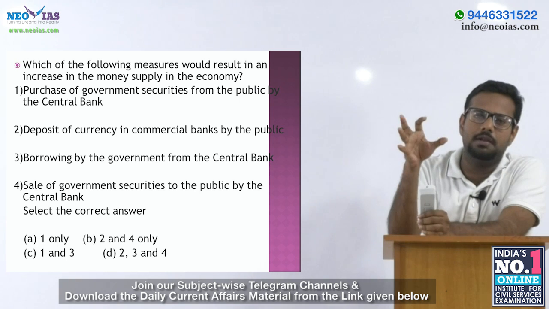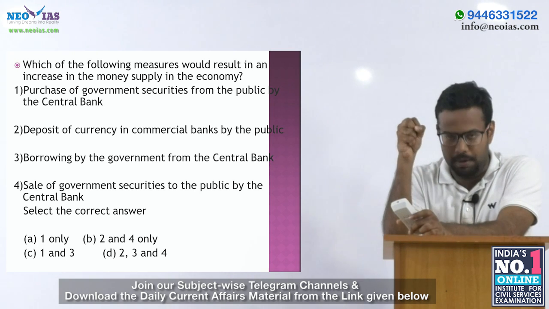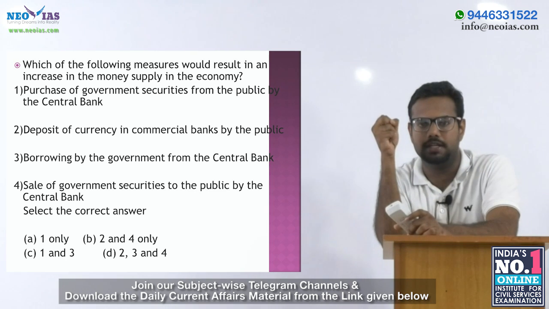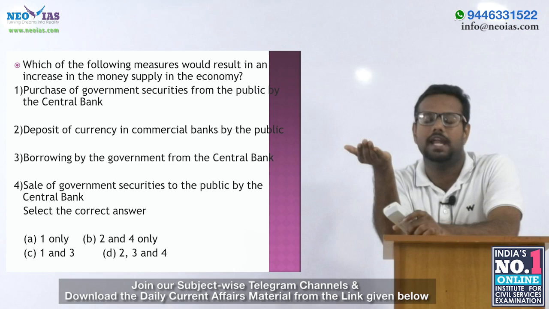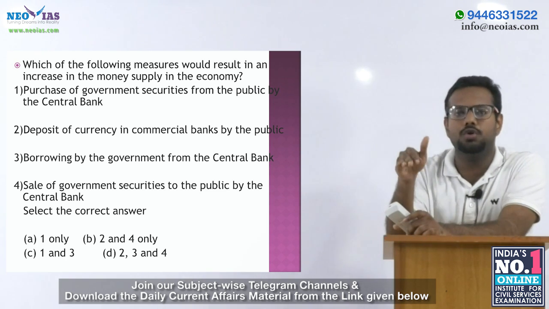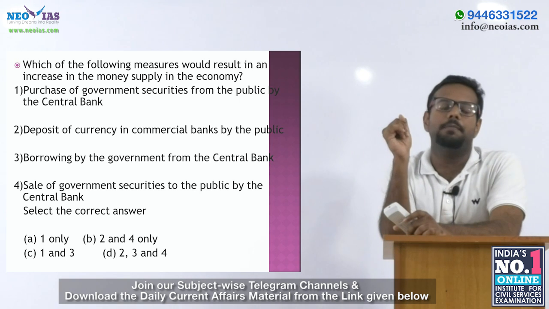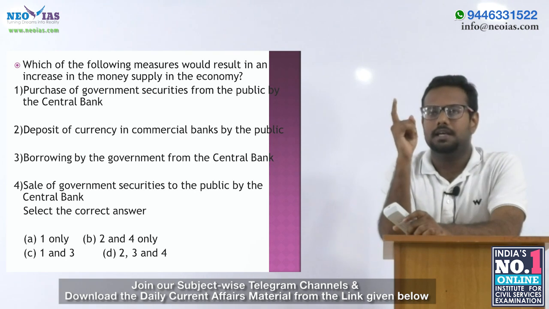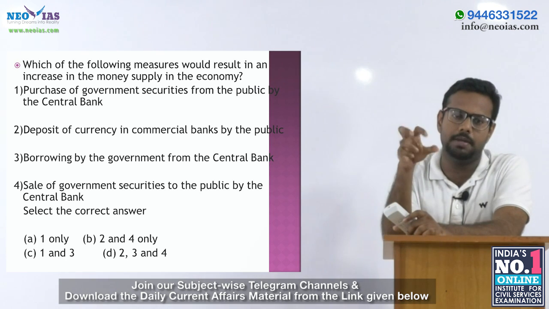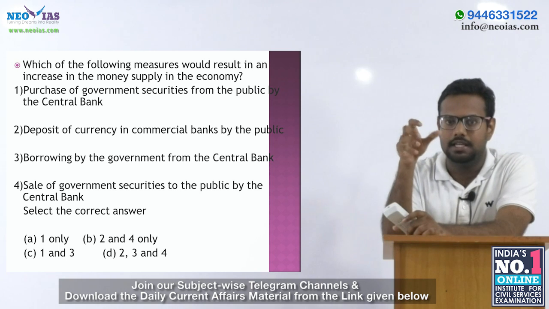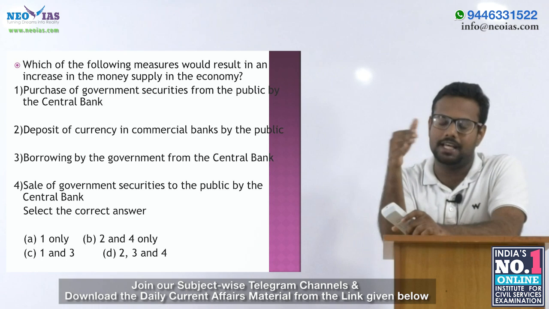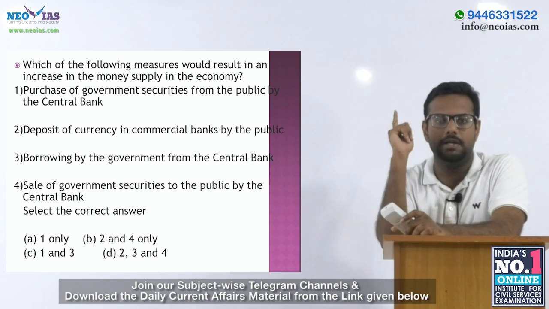When the central bank purchases securities from the public, the money flows out of the RBI. In order to purchase securities, the RBI has to give its money. That money will go to the economy and increase the money supply in the economy. So when the RBI purchases government securities, money will flow out of the RBI and into the hands of the public. That will increase the money supply. So statement 1 is right.